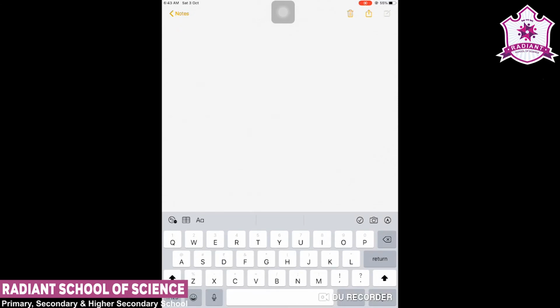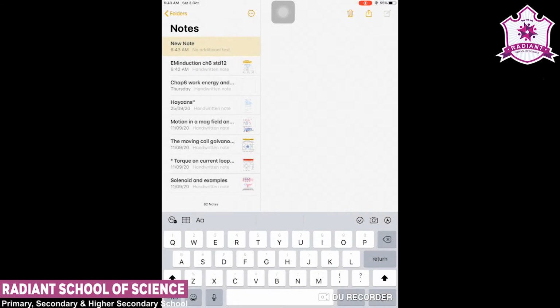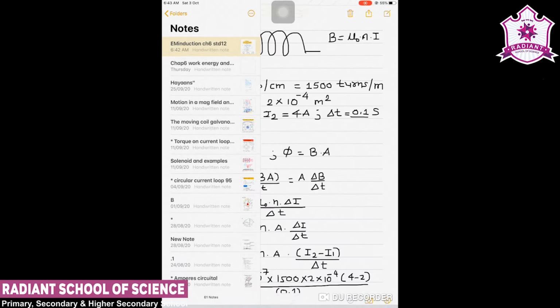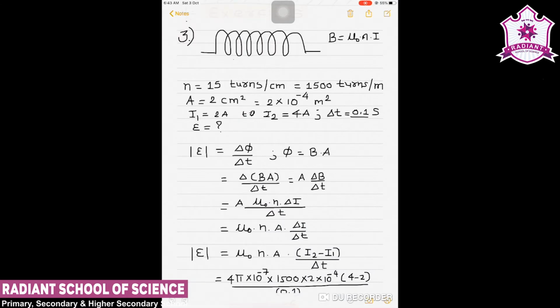Today we will see the examples of chapter number 6, that is electromagnetic induction exercise. Now in the exercise we will start with the calculation of example number 3.